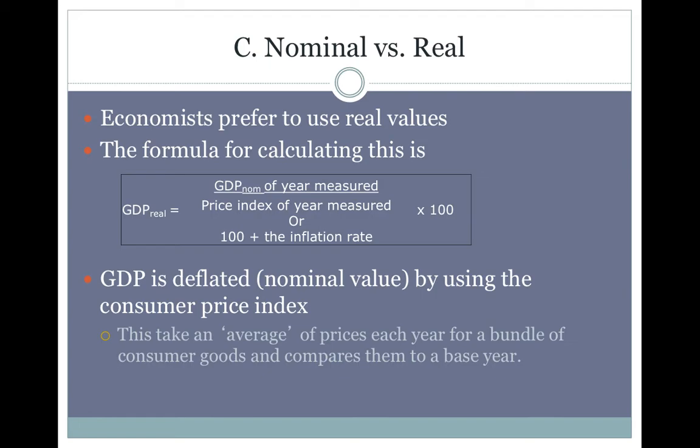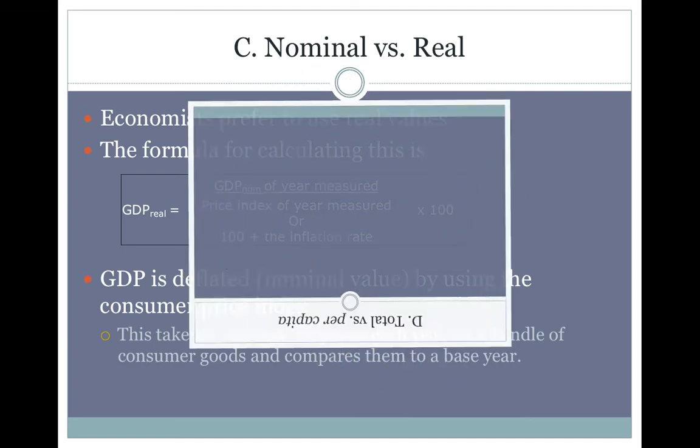Just note that when you use this CPI, or the inflation rate plus 100, this is what's known as the deflator. It deflates the nominal GDP to give us a real idea of if we've actually grown or not. So anyway, this is how we calculate real GDP, or GDP adjusted for inflation.